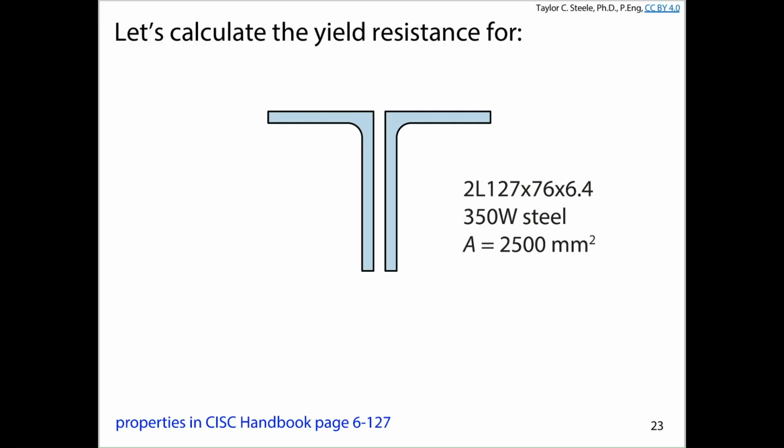Okay, I'll hold your hand a little bit. We've got a cross-sectional area. It can yield at a stress of 350 megapascals because we've got 350W steel. If we multiply the area by the yield strength, that tells us how much force it takes to yield.